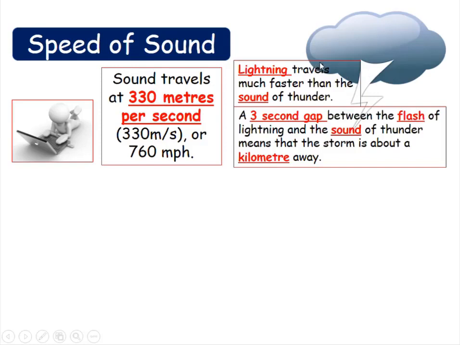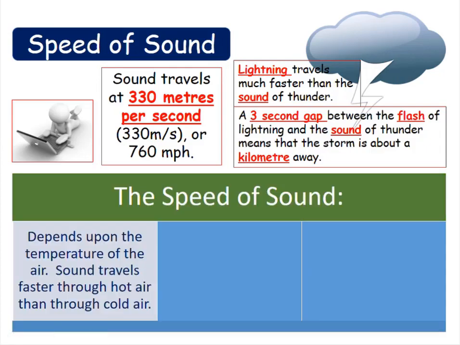This is an example: whenever lightning flashes in a thunderstorm, lightning travels much faster than the sound of thunder. So this is basically the difference in that particular lightning flash. So what affects the speed of sound?